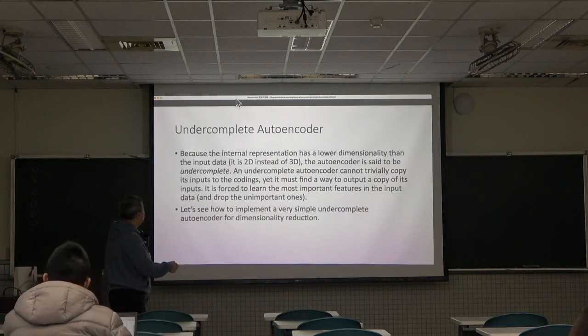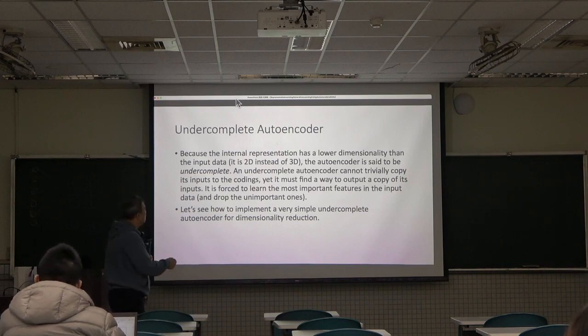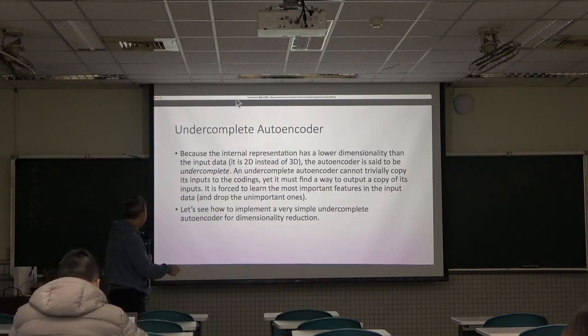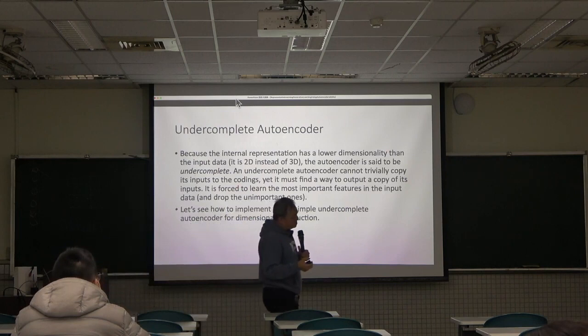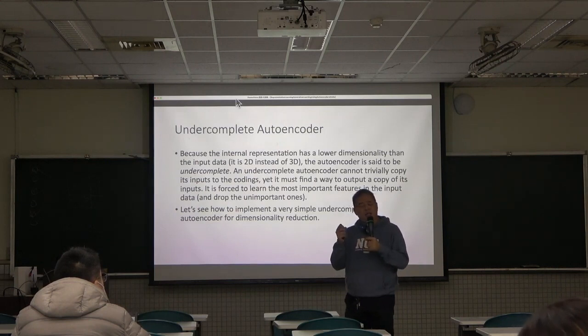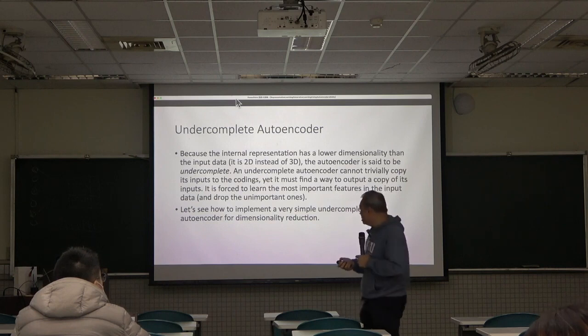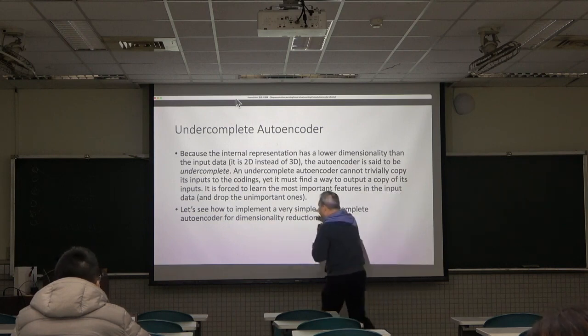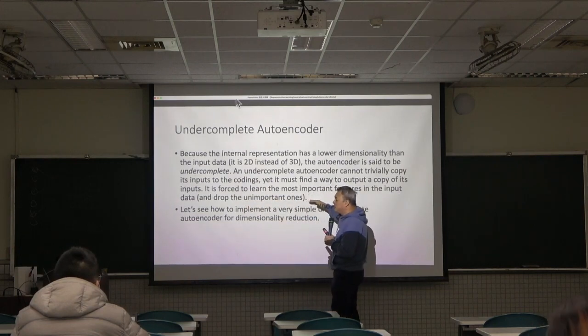An under-complete autoencoder cannot trivially copy its input to the coding because the dimension is not enough. Yet it must find a way to output a copy of its input. So it is forced to learn the most important features in the input data. If it has to give up certain information from the input, we want it to give up as little as possible, so it only drops the unimportant information.